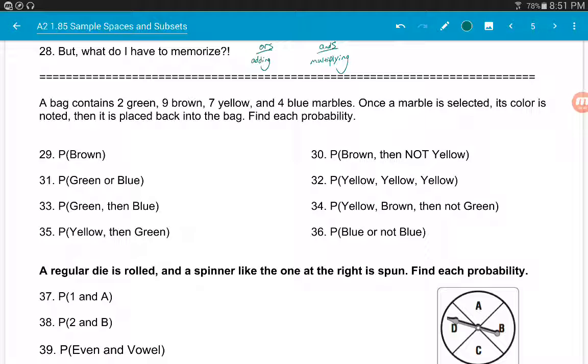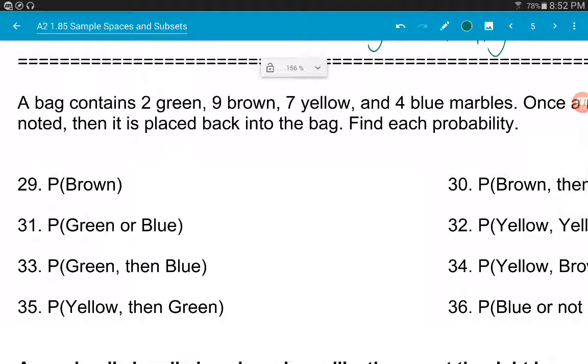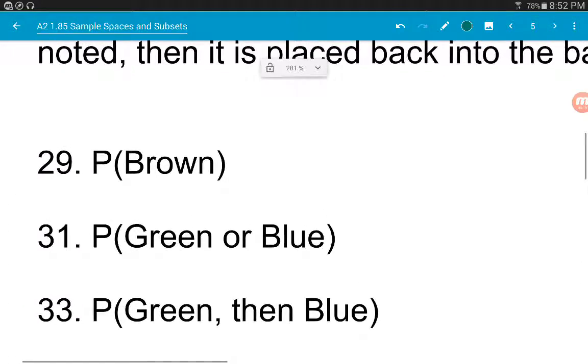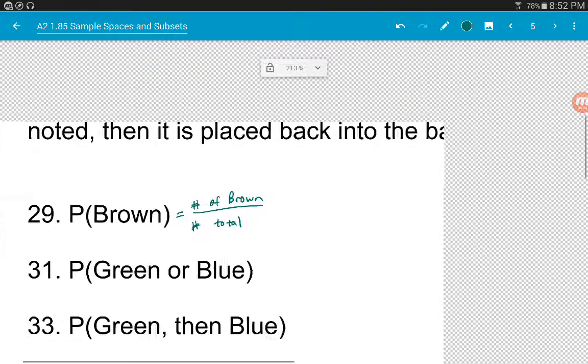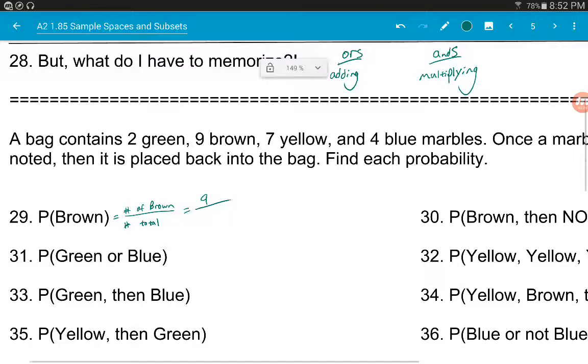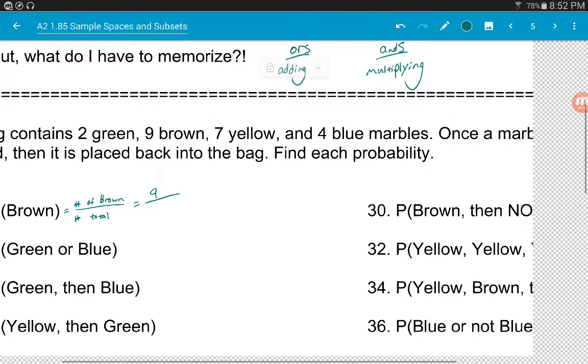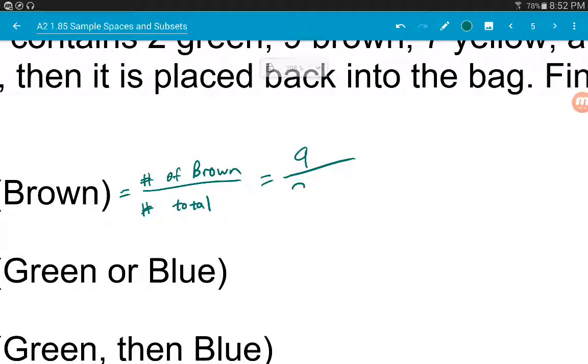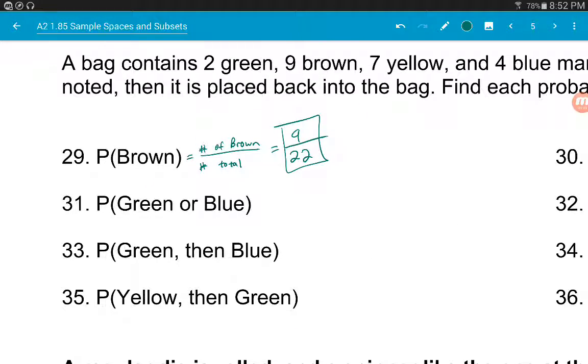Probability of getting a brown. So the real question is, this is going to be equal to the subset over the sample space. So what I need is the number of brown over the number total. That's a simple probability. How many brown are there? 9. How many total are there? Well, 2, 9 is 11, 18, 22. So 9 over 22, and that cannot be simplified. That's the probability of getting a brown.